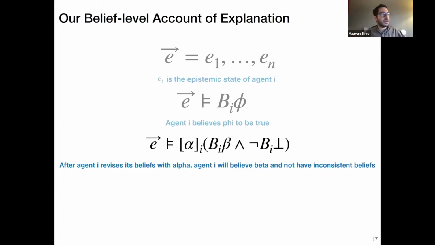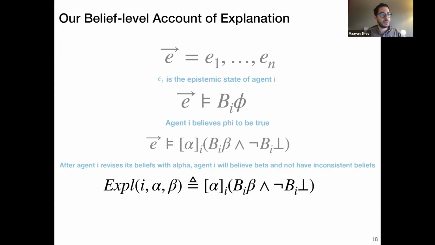And so now we're actually ready to define an explanation as we do in our framework. And we say that some alpha explains beta, the explanandum, the thing to be explained. It explains beta for agent i if revising by alpha makes agent i believe beta while still having consistent beliefs, where the box modality here at the beginning is defined in terms of the agent's belief revision operator that I mentioned is included in our framework. And we abbreviate this definition of explanation with the term EXPL here, which you'll see used throughout the talk.